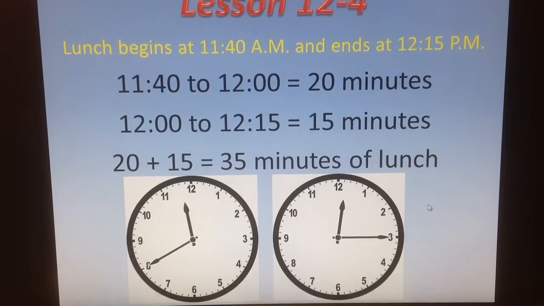35 minutes of lunch. We can also, of course, count around the clock, 5, 10, 15, 20, and then just keep going, 25, 30, 35. We stop here because that's where the minute hand is at 12:15.